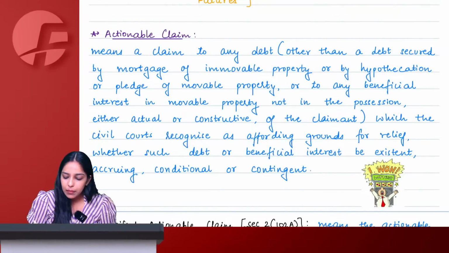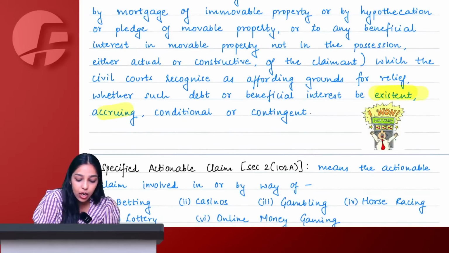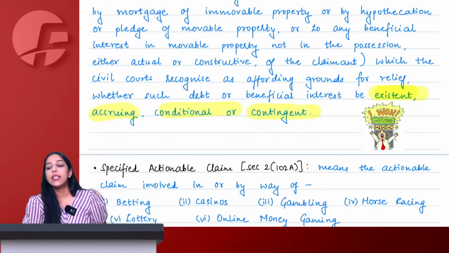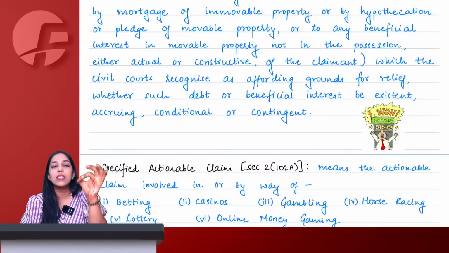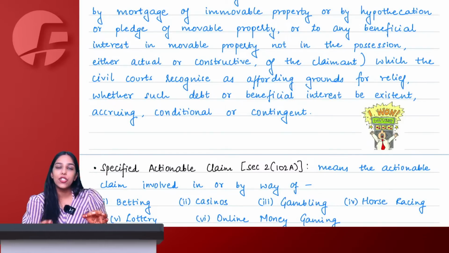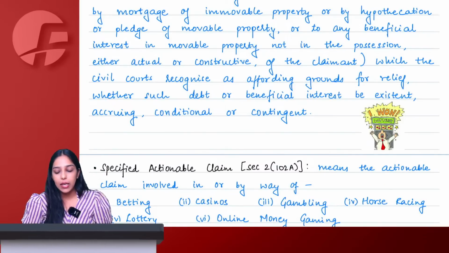So this could be any beneficial interest that could be existent, accruing, conditional or contingent. Doesn't matter, they are all actionable claims only. In simple terms, claims against which you can go to civil court and take action are all actionable claims.